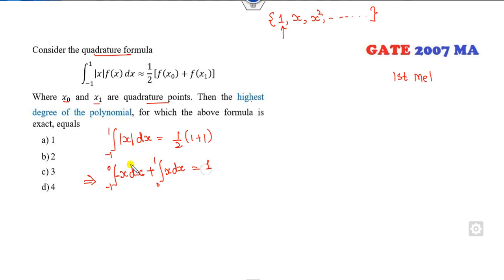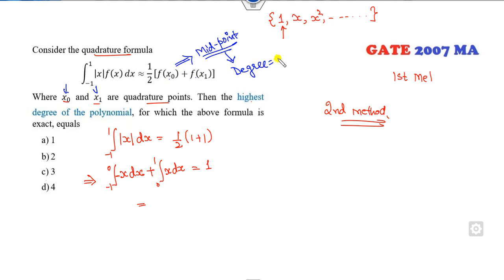It will be 1. You can check whether the integration of the left hand side and the right hand side are the same or not. But I will tell you a very simple way, because nothing is needed to be calculated. Look at that. What is given to you? This is the midpoint formula, function at x0, function at x1, divided by 2. Whenever there is a midpoint formula, the highest degree is always 1. So the highest degree is 1. So that's the right answer.